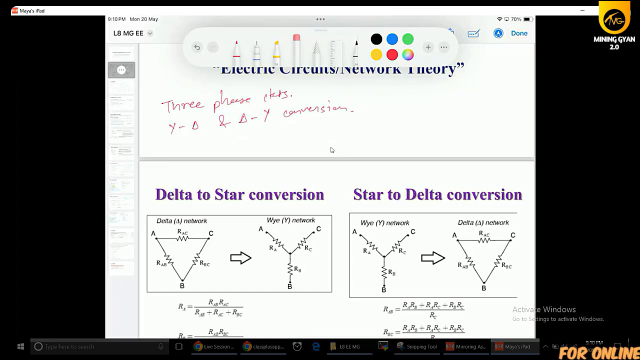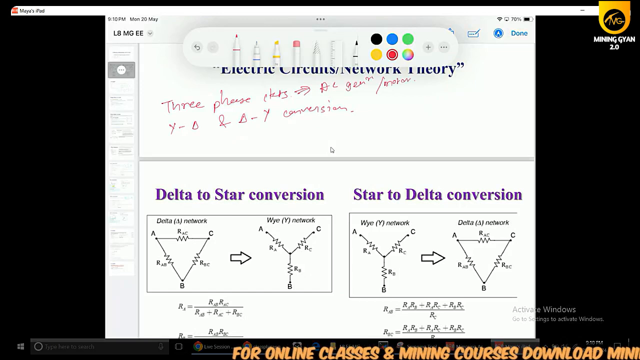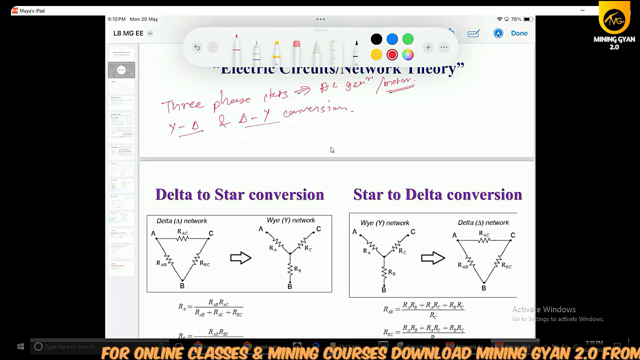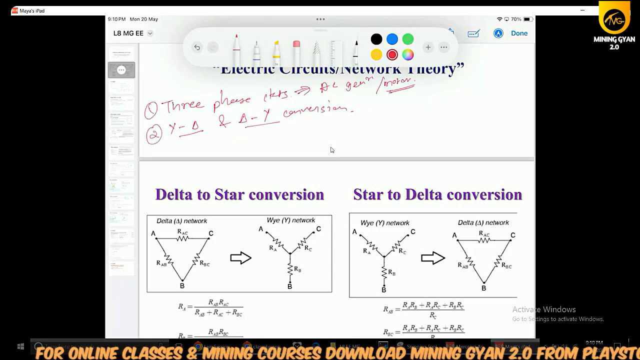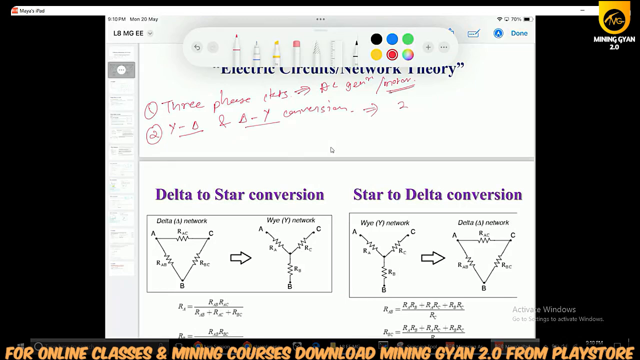We will see three-phase circuits, because these are useful to understand AC generators or motors. Second, we will see star to delta and delta to star conversion. So there will be three-phase configuration.